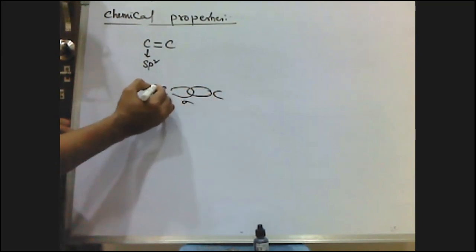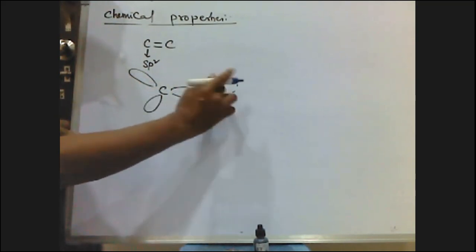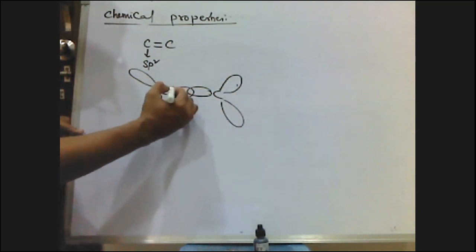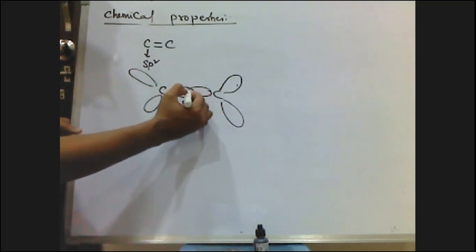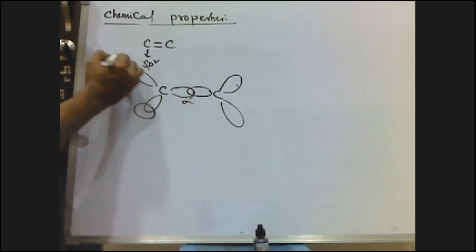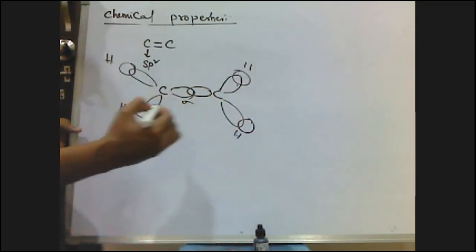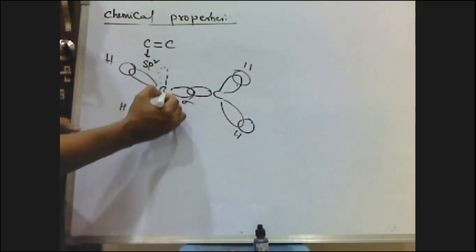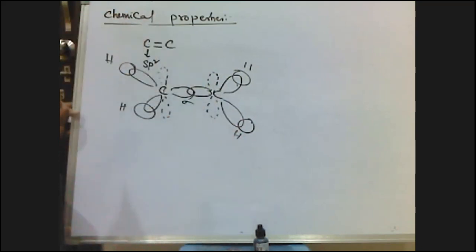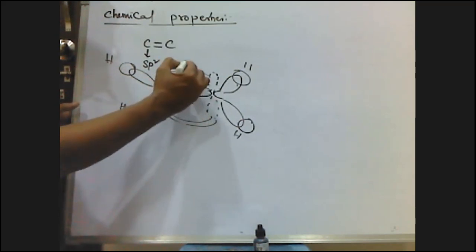For example, if you take ethene, there are three sp2 hybrid orbitals on each carbon. One sp2 hybrid orbital overlaps with the sp2 hybrid orbital of the other carbon axially and forms a sigma bond, and the rest two form bonds with the hydrogens, forming the four C-H sigma bonds. There is one unhybridized orbital on each carbon, and these unhybridized orbitals overlap laterally and form a pi bond.